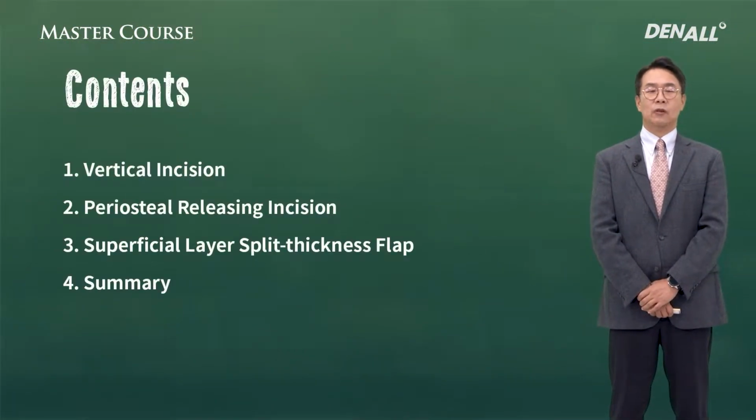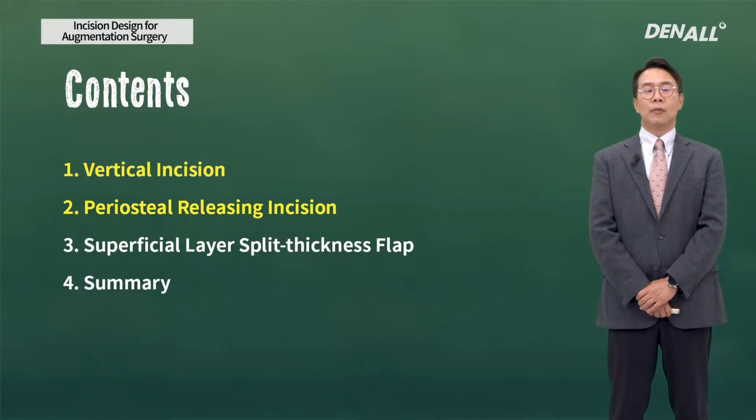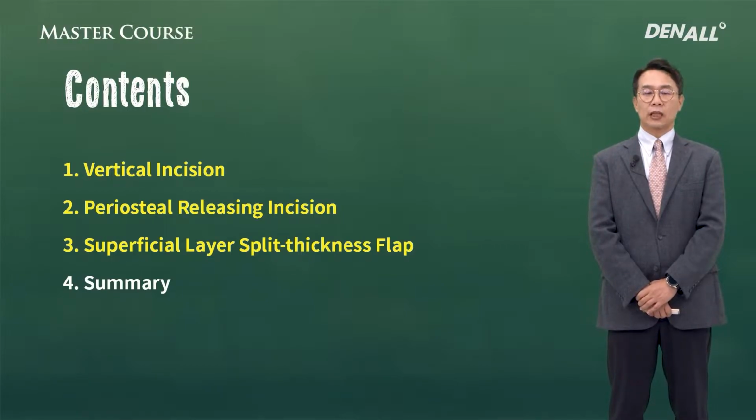Today, I'm going to talk about these. For augmentation surgery, there are types of incisions. First, the vertical incision. The second is periosteal releasing incision. Two types of flaps can be created using a double flap procedure, which is superficial layer split thickness flap. And a summary for incisions for augmentation procedures.